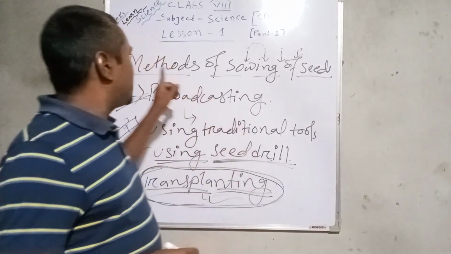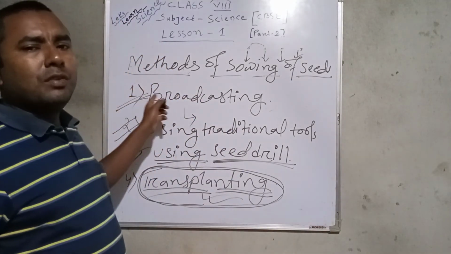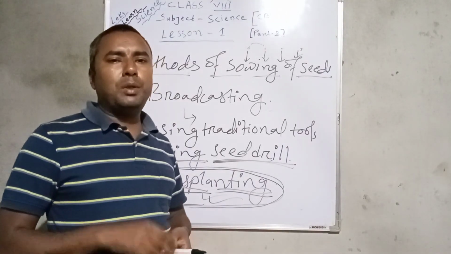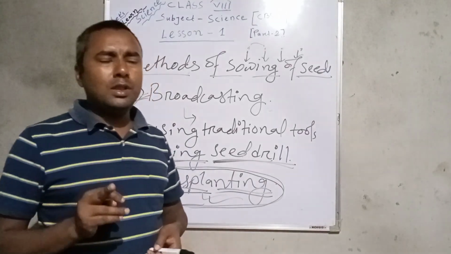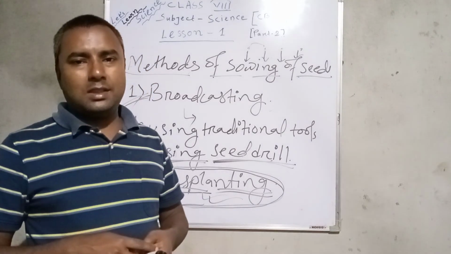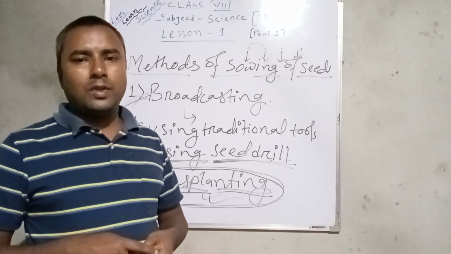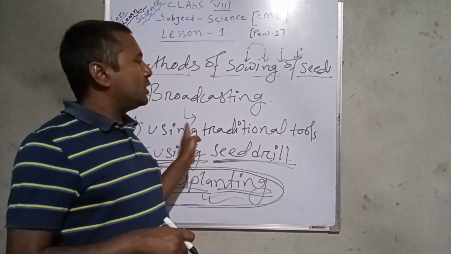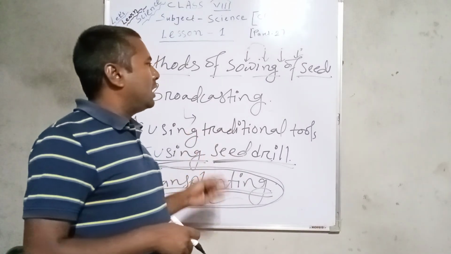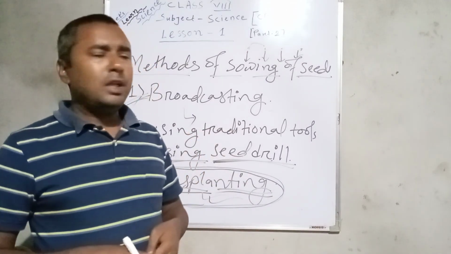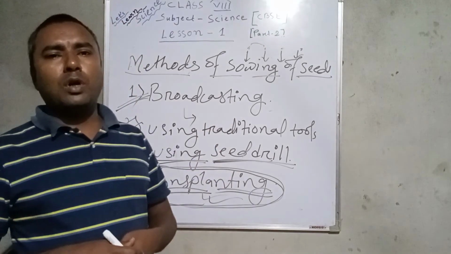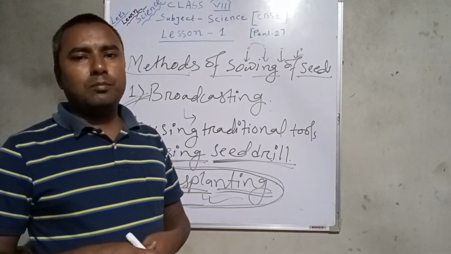So far we have discussed, how many steps of agricultural practices? 2. One is preparation of soil, and number 2 is sowing, that is sowing of seeds. I hope these 2 steps are clear. The further steps I will give you in my video part 3 of lesson crop production and management.